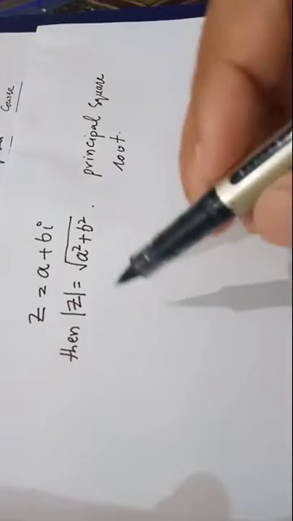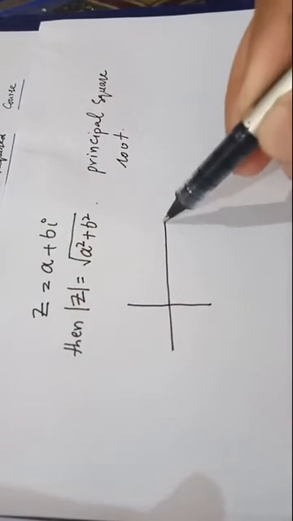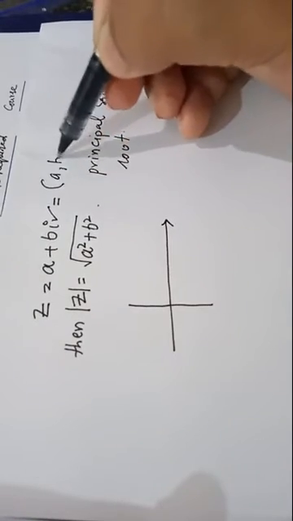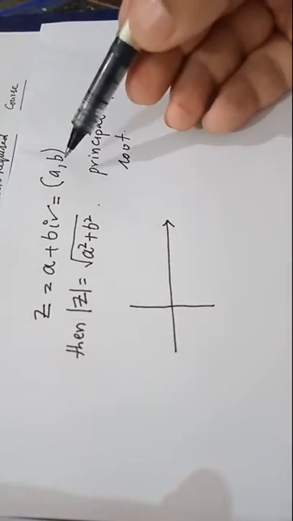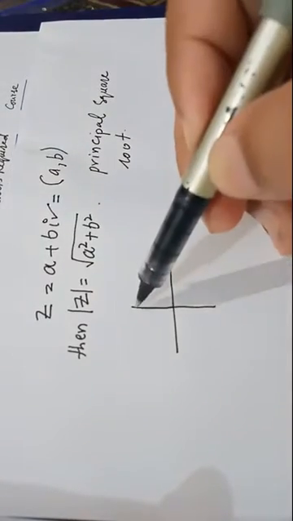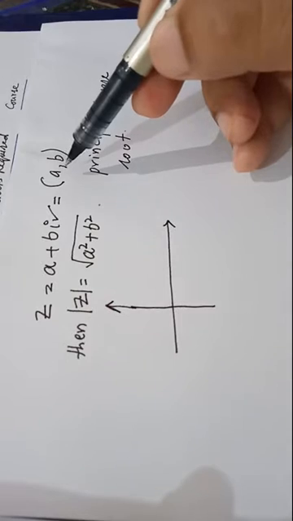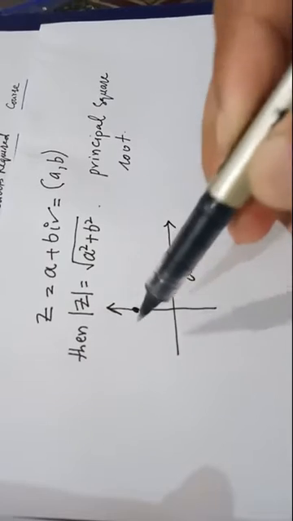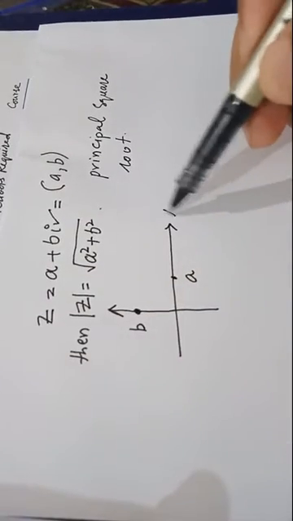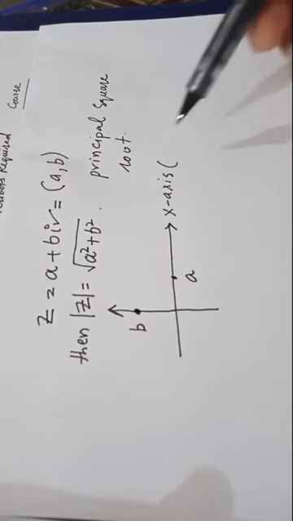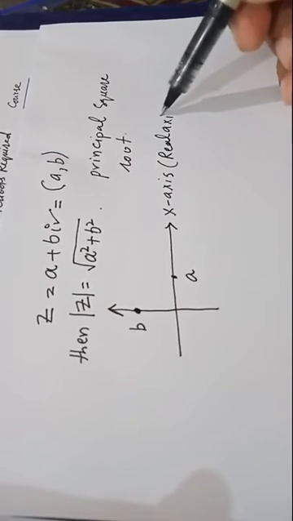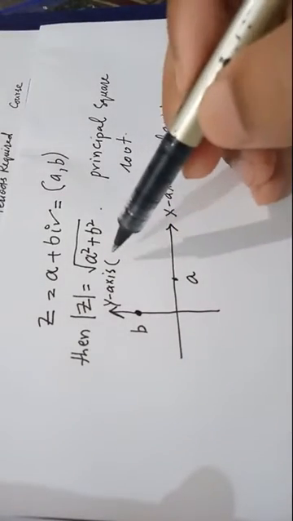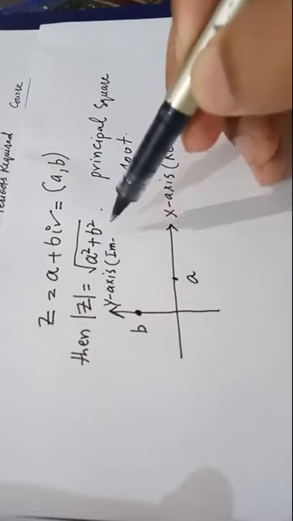Now graphically, you know that the complex number z is equal to a plus b iota, in ordered pair form, can be written as the ordered pair (a, b). An ordered pair actually represents a point in a plane, and the plane in which the complex number is represented is called the z plane or complex plane. This is the x-axis, but for the complex plane it is called the real axis, and this is the imaginary axis.